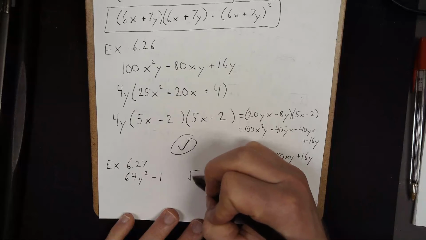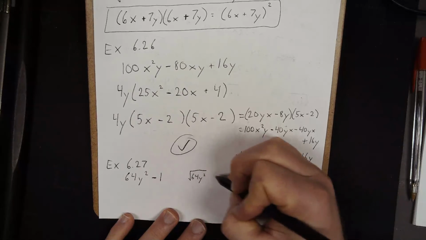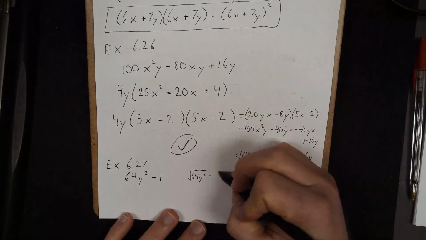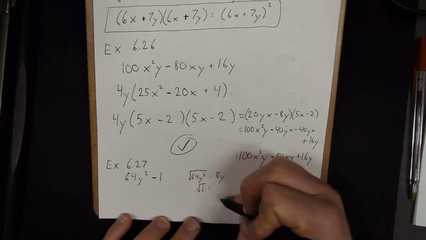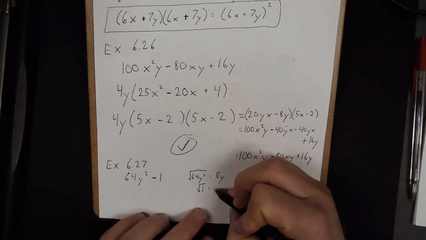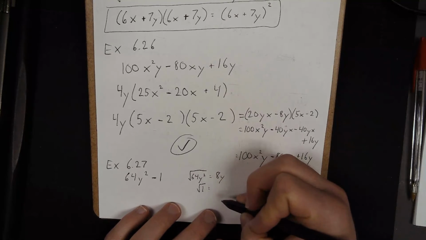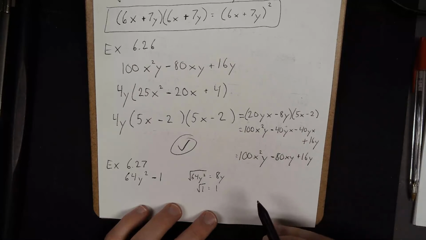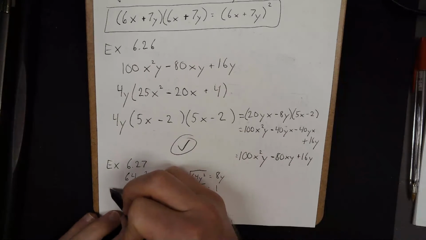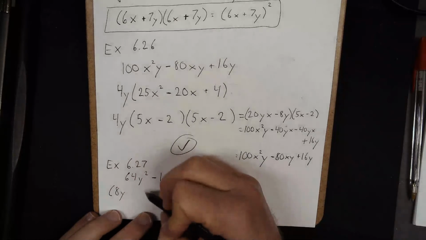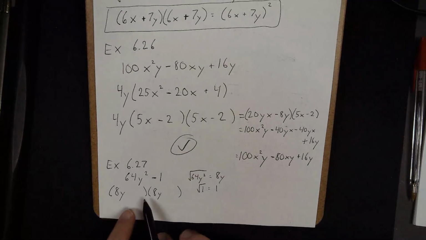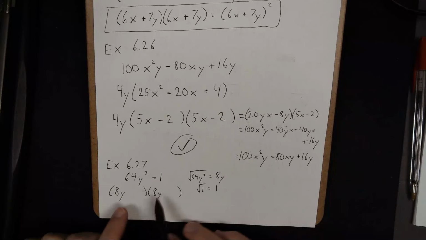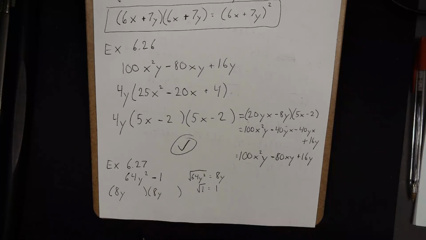So we can just take the square root of 64y squared, 8y, and the square root of 1 gives us, you don't really have to monkey around with plus or minus, all right? You can just put 1. But then when you come back over here, plug in your 8y's, okay? And now we have to think about, how do we get two factors to cancel out their middle term?